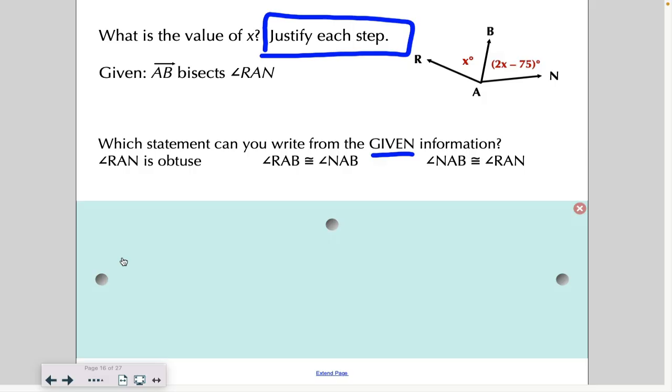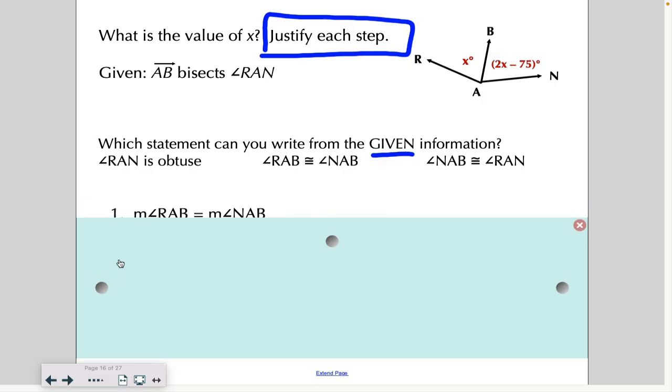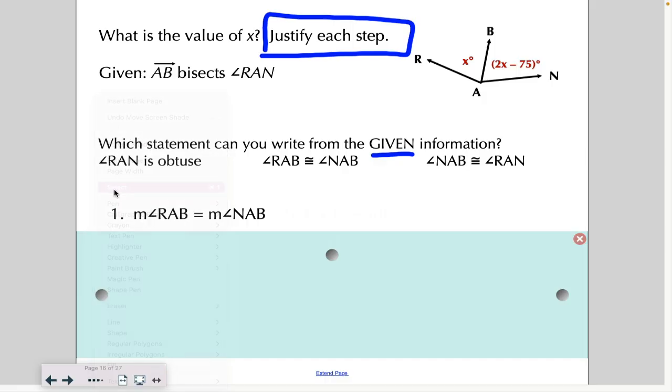You would say they're equal, but here's the problem. You have to justify everything, and that's actually what we're going to do. So we're going to start talking about this now. Step one, I need you to write this. We're going to state that the measure of angle RAB is equal to the measure of angle NAB. But what's the reason?